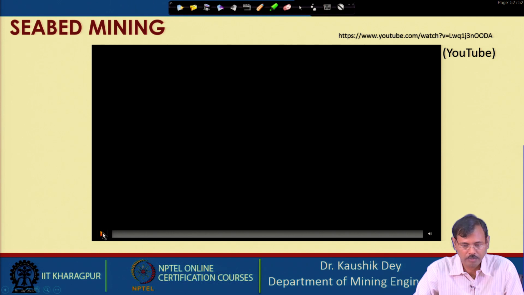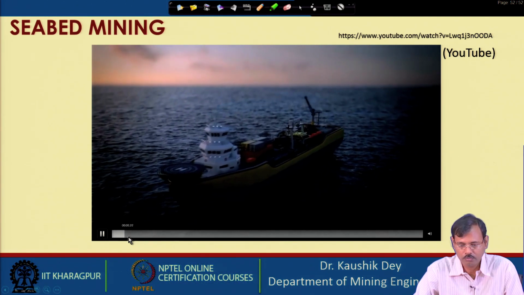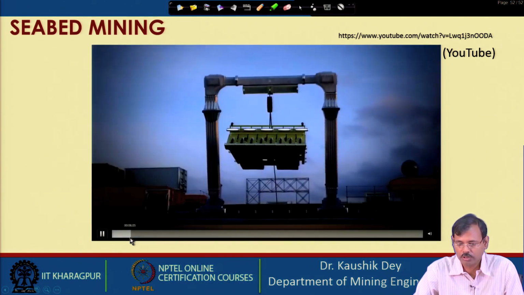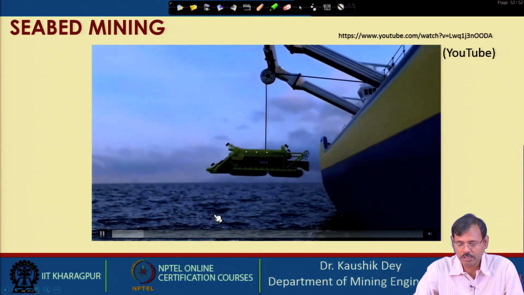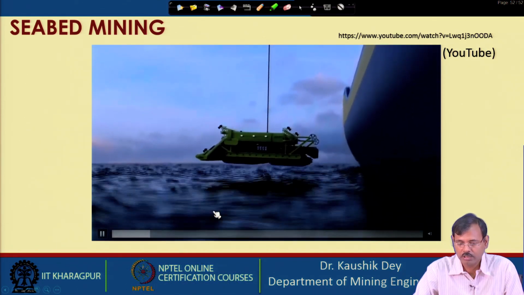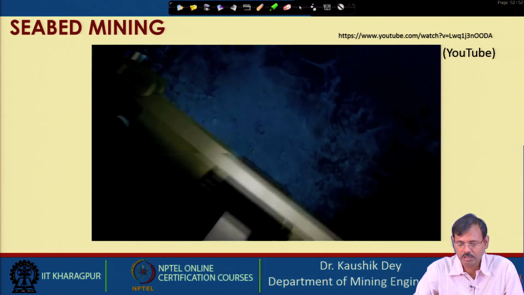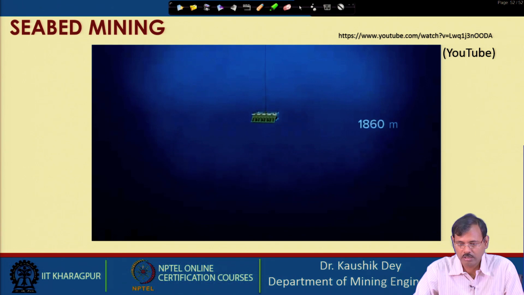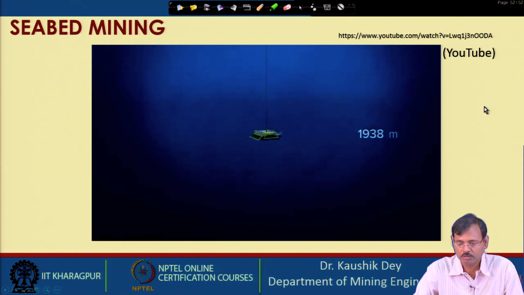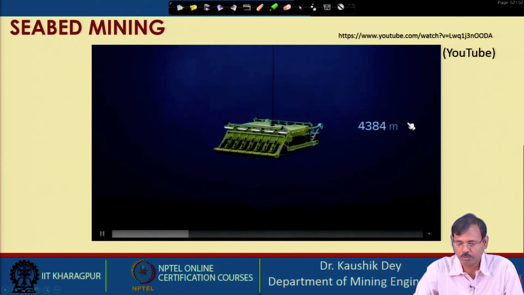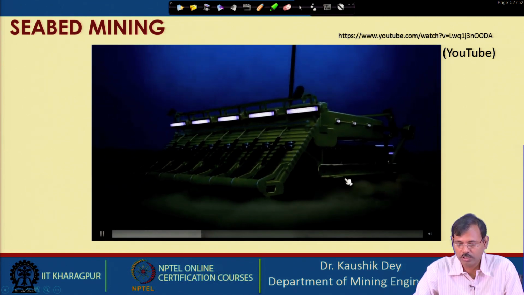This is another similar animated video, where this type of excavator is used. See, this is a self propelled type, crawler mounted excavator. The excavator is reaching even up to a depth of more than 2 kilometers. It can now work at more than 4 kilometers deep also, and this is self propelled type. With a little power it can move.